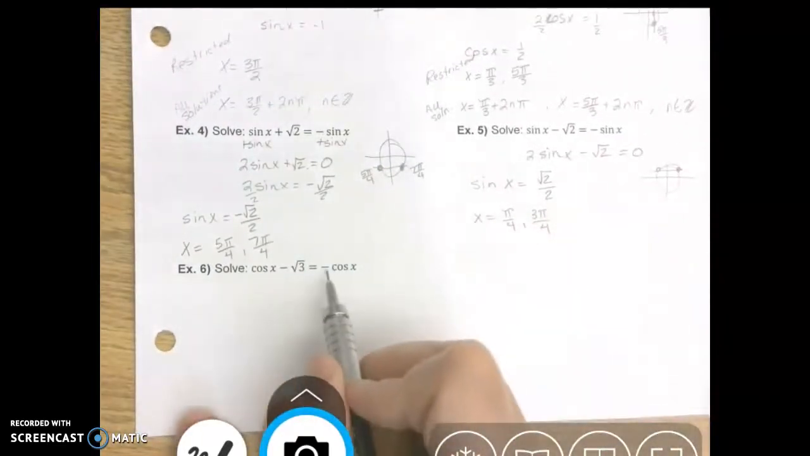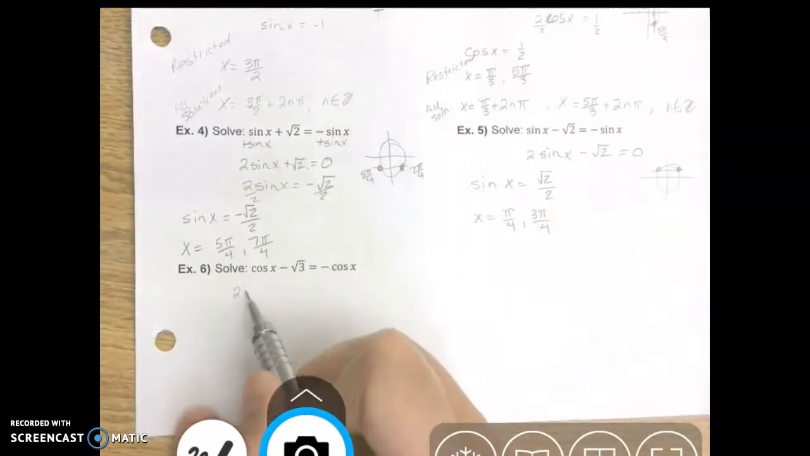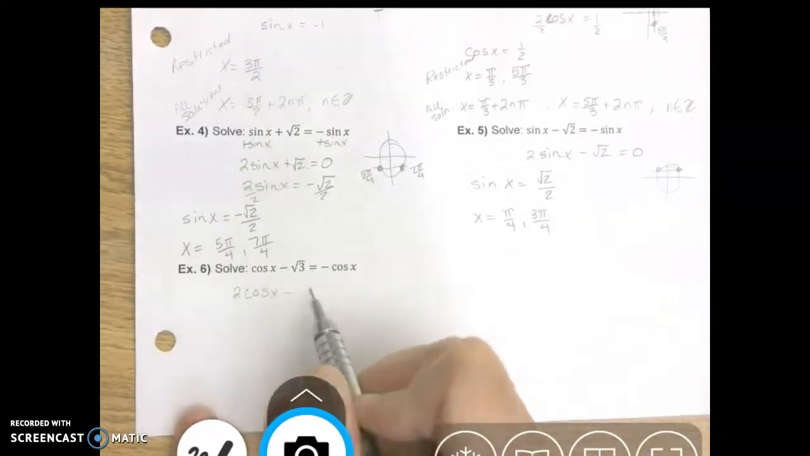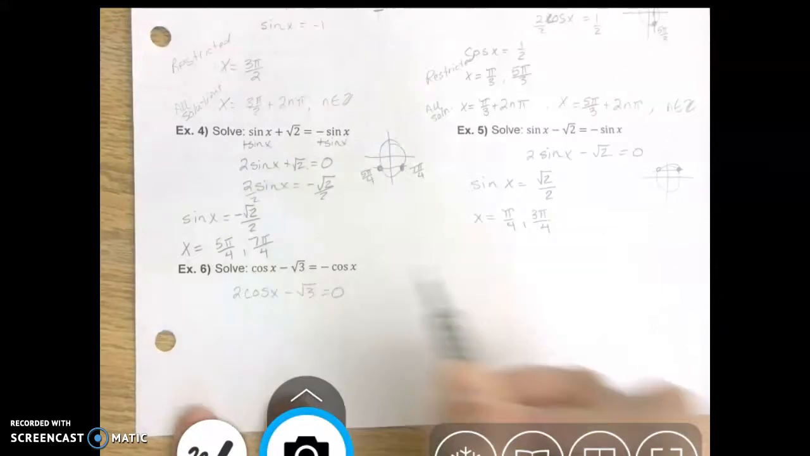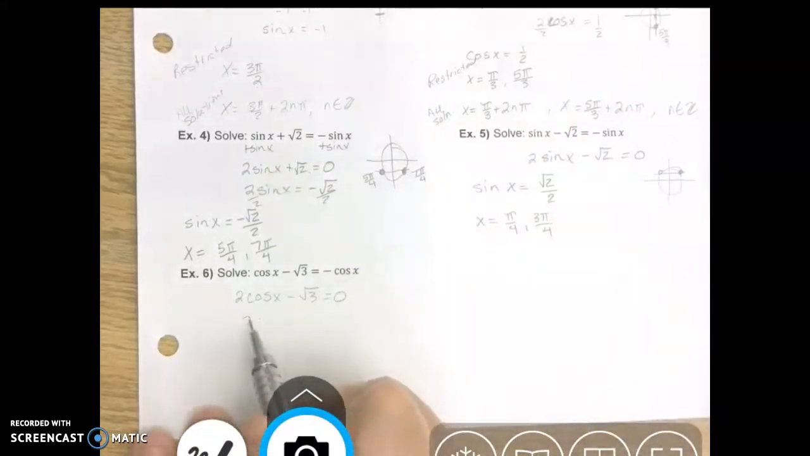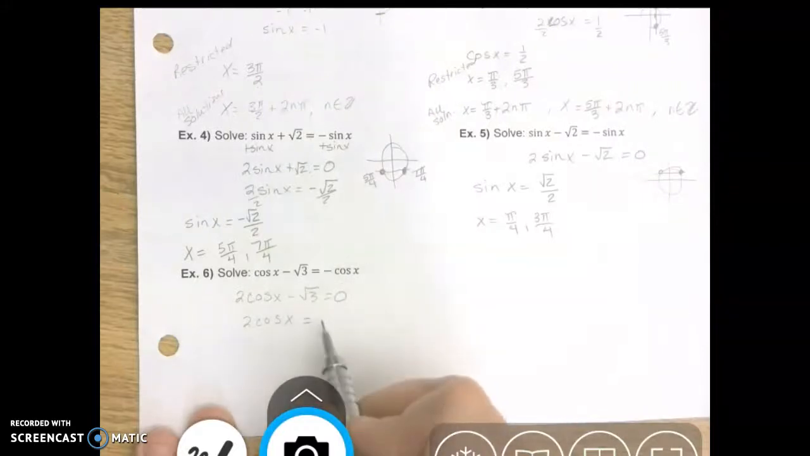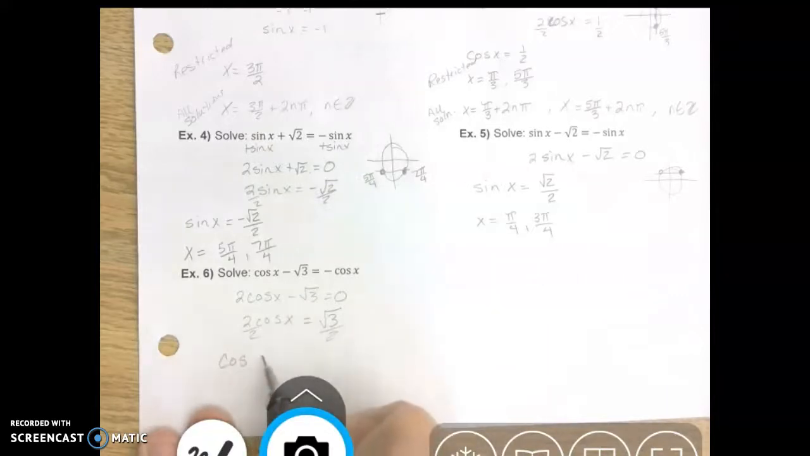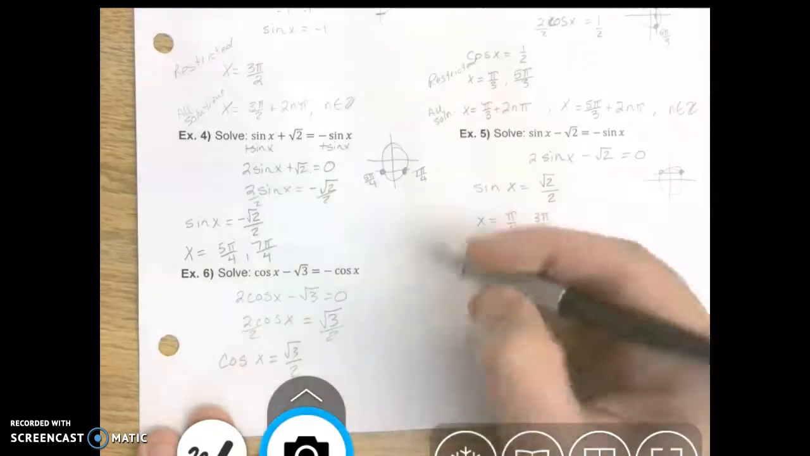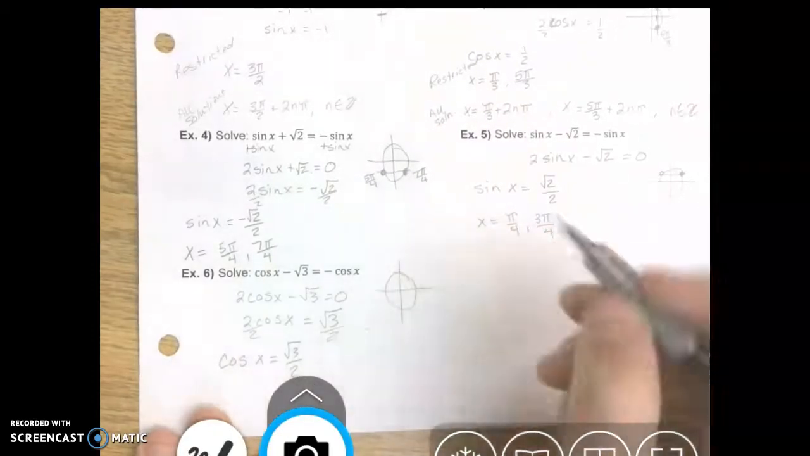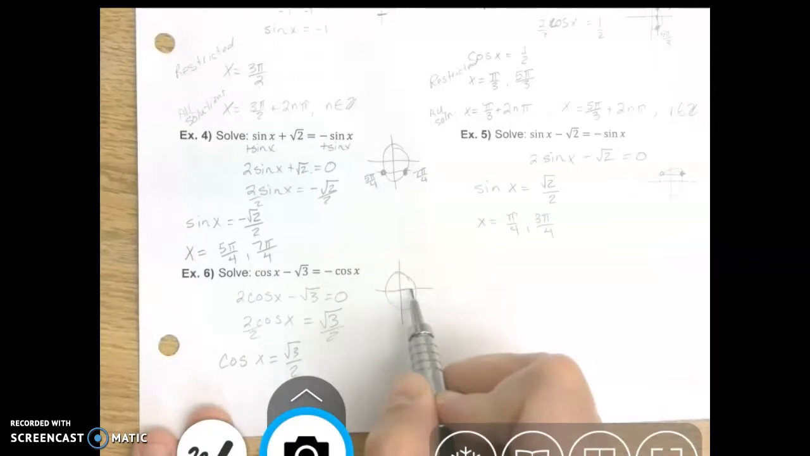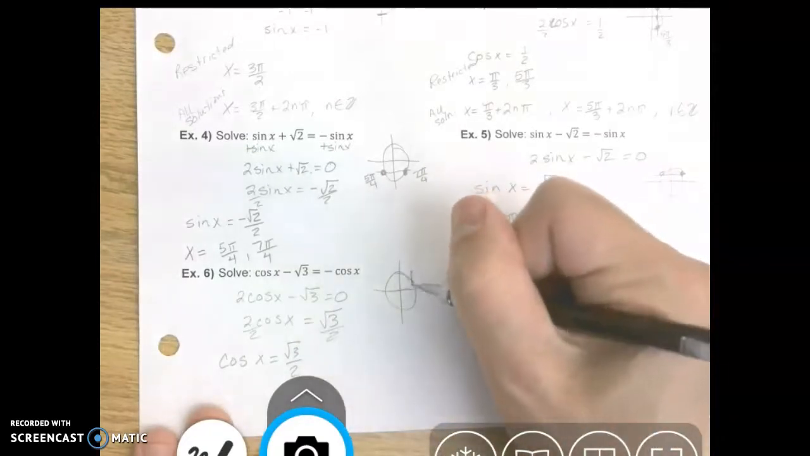Okay, now I have a cosine. I'm going to add the cosine. I'll have 2 cosine of x minus the square root of 3 equals 0. Then I'll have 2 cosine of x is equal, I have to add that, so a positive square root of 3, divide through by 2, and I have cosine of x is equal to the square root of 3 over 2.